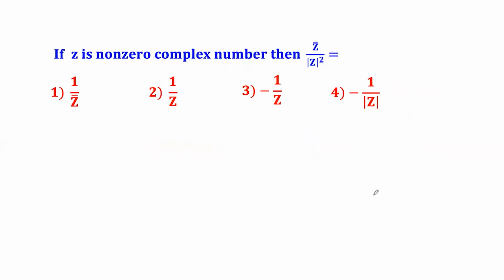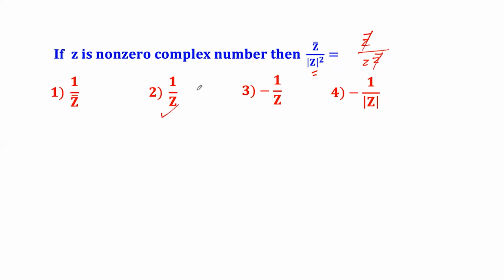Again, one of the simple questions is coming. Z is a non-zero complex number. Z bar upon mod Z square: we already solved this. Z bar upon Z Z bar, the Z bar will be cancelled out. We are getting 1 by Z.